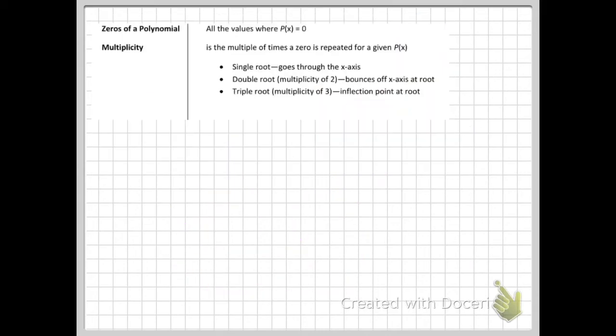Okay, so now we have the beginning and the end of our polynomial. How do we fill in the middle? Well, we fill in the middle with the zeros. The zeros are all the values where p of x equals 0. So these are called zeros. These can also be called roots. These are also technically the x-intercepts.